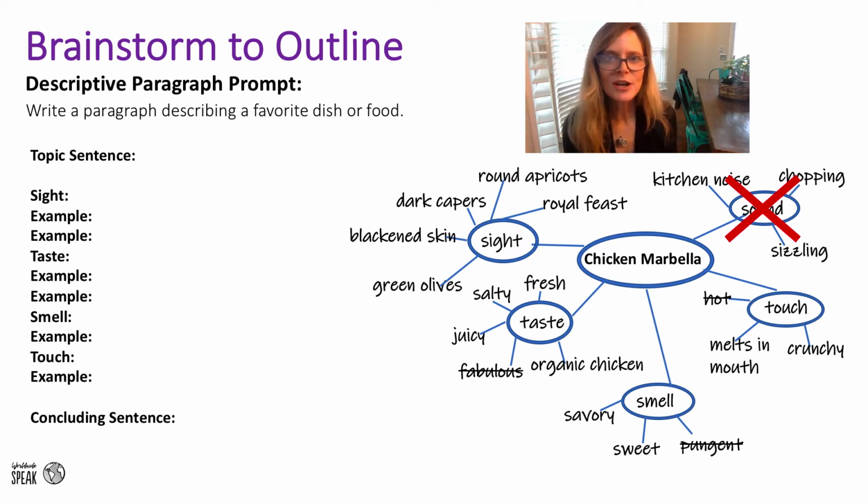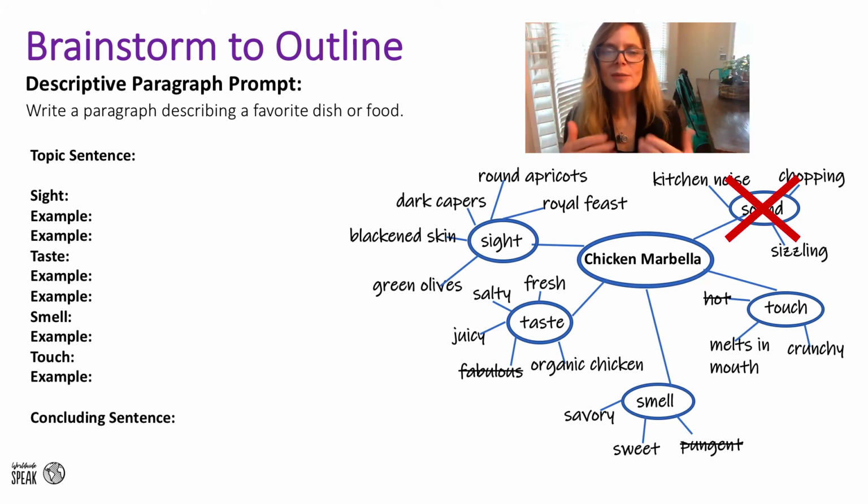So let's talk about this descriptive paragraph prompt. It was: write a paragraph describing a favorite dish or food. Right below me, you can see that there's what we call as teachers a mind map. It's a type of brainstorming. It's actually a highly organized way to brainstorm as opposed to, or different from, the stickies that I showed in the picture at the beginning of the video where they're just all over the place.